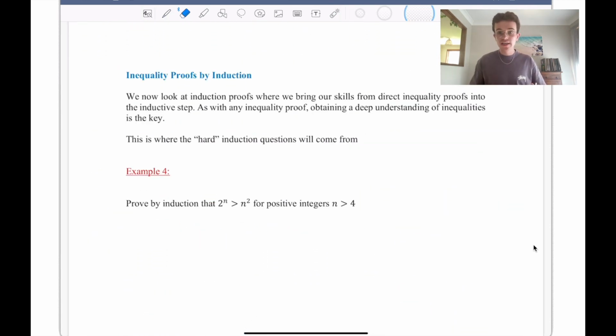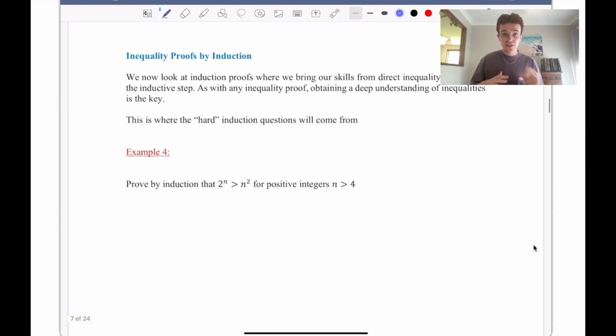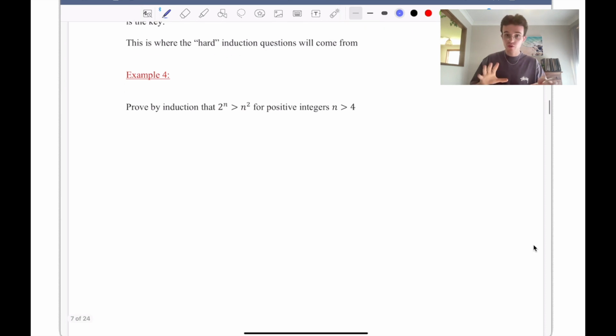Alright, now we're going to have a look at inequality proofs by induction. These are really the ones that separate Extension 2 from Extension 1. In my opinion, for an Extension 1 student who really knows their stuff, those other three questions we've looked at would be easy, but these ones are where it gets a bit more tricky.